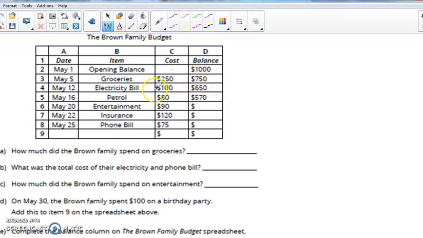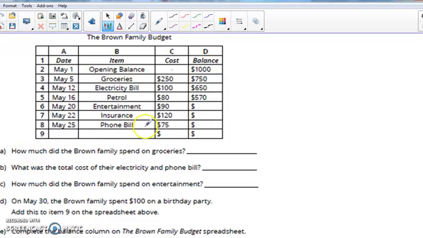The next item is the electricity bill, and it's $100. So again, they take that off what they've got left over after paying the grocery bill. They've got $650 left. Now they take into account the petrol bill, which is $80. They take that off the $650 they had left over, they're left with $570. Few blank columns here. I would suggest there's a question in here which is asking you to fill these out. But let's have a look at that later.